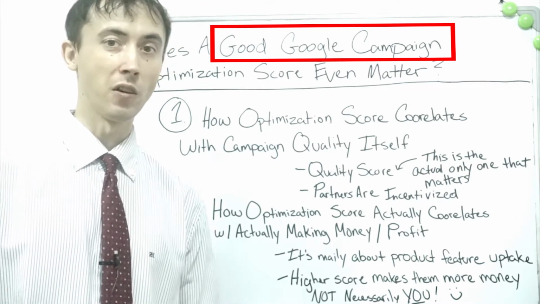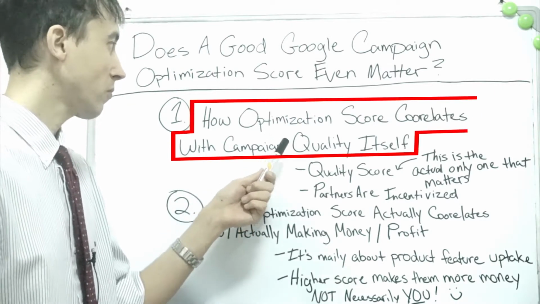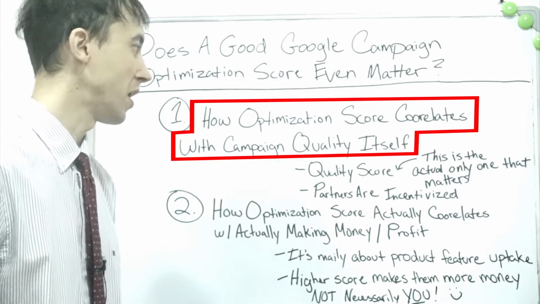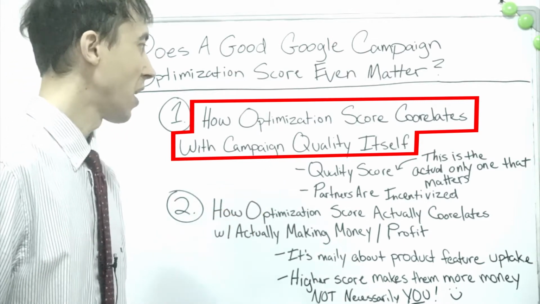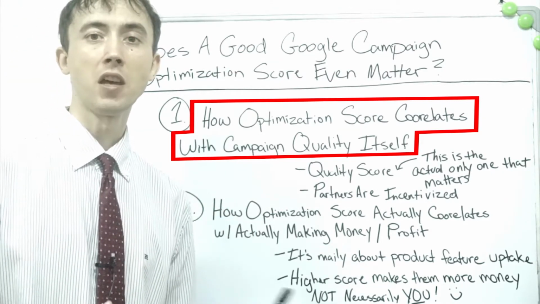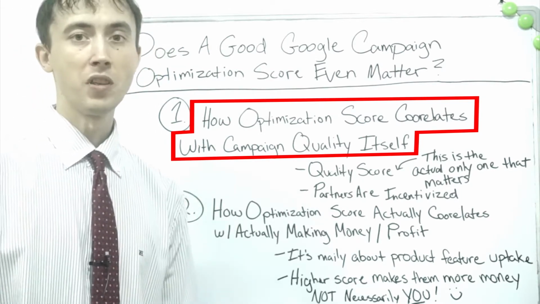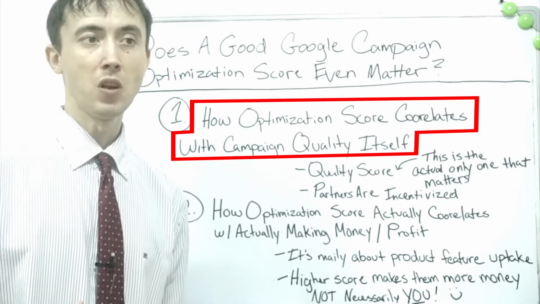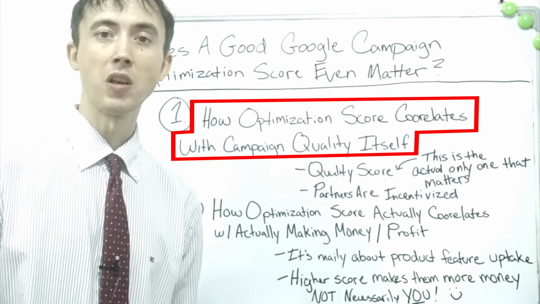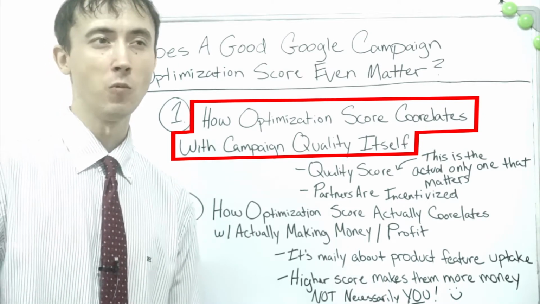Okay, but anyway, what I've done here is created a point to discuss how the actual Google Campaign Optimization Score correlates with the campaign quality itself, and what its importance really is in what you're doing.